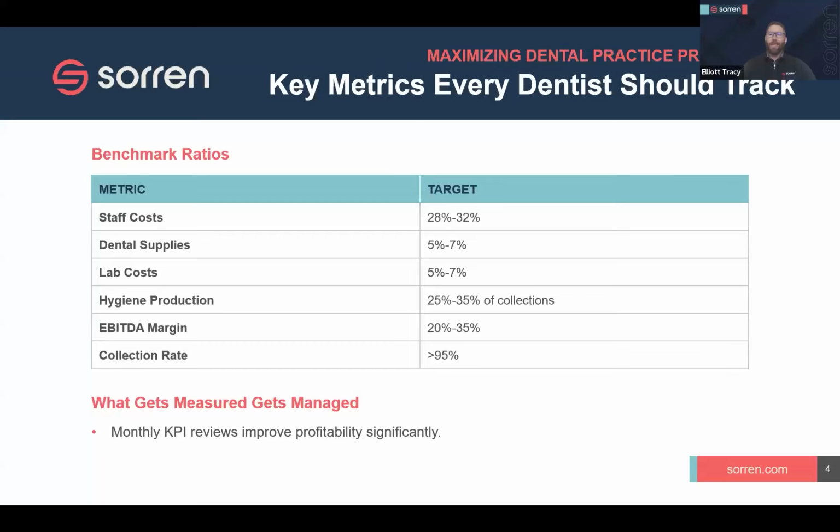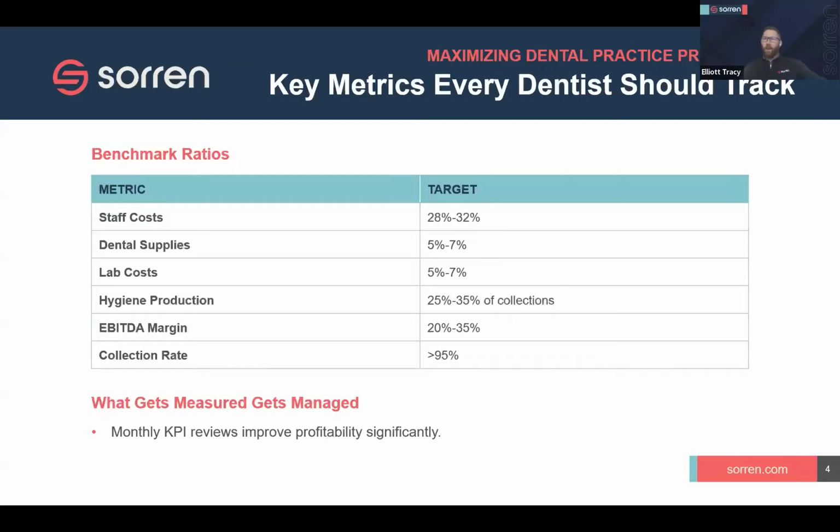Collection rate, we want to see this as high as possible. Definitely in that 95 to 98% range is ideal. Obviously, we want to be able to collect everything, but it's not reasonable to think that we can. So as long as we're collecting that 95 to 98 range, we're going to be in pretty good shape.